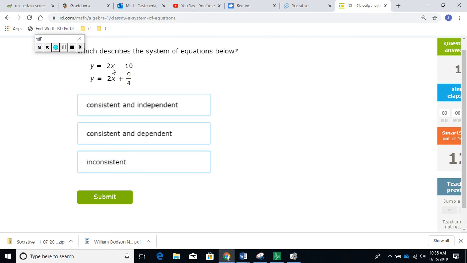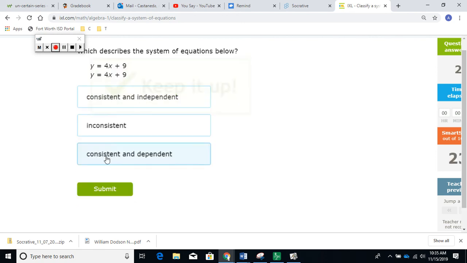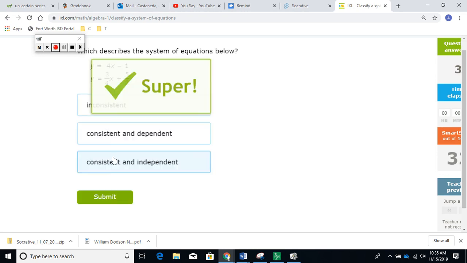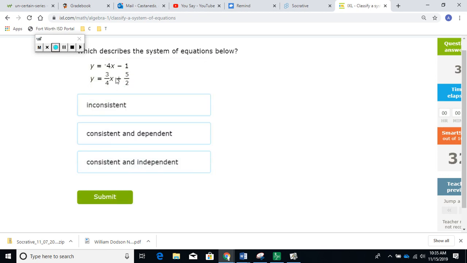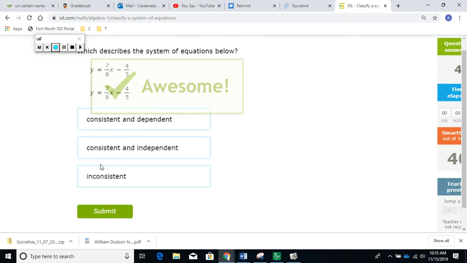Next one. Here, do they have the same everything? No, so it's not dependent. Do they have the same slope? So it's going to be inconsistent. Next one. Are these the same everything? Yes. Dependent. Are they the same everything? No. Is everything different? Yes. That's independent.